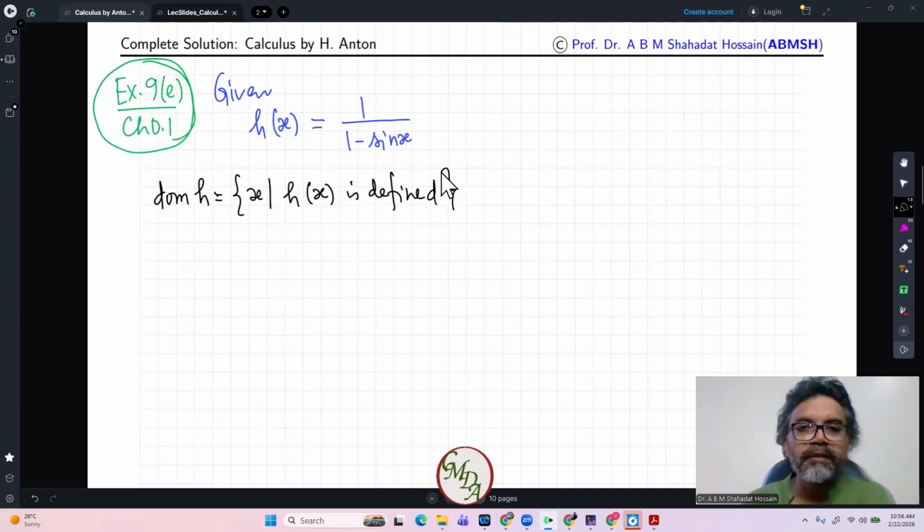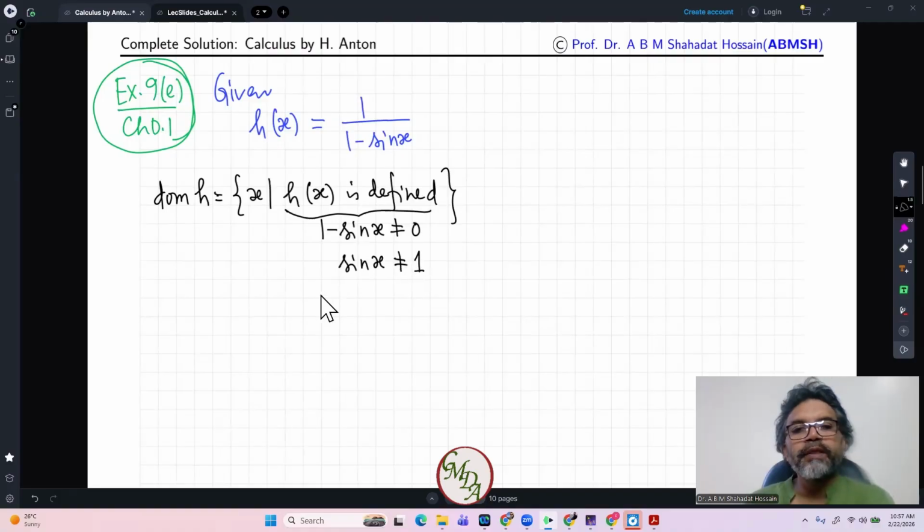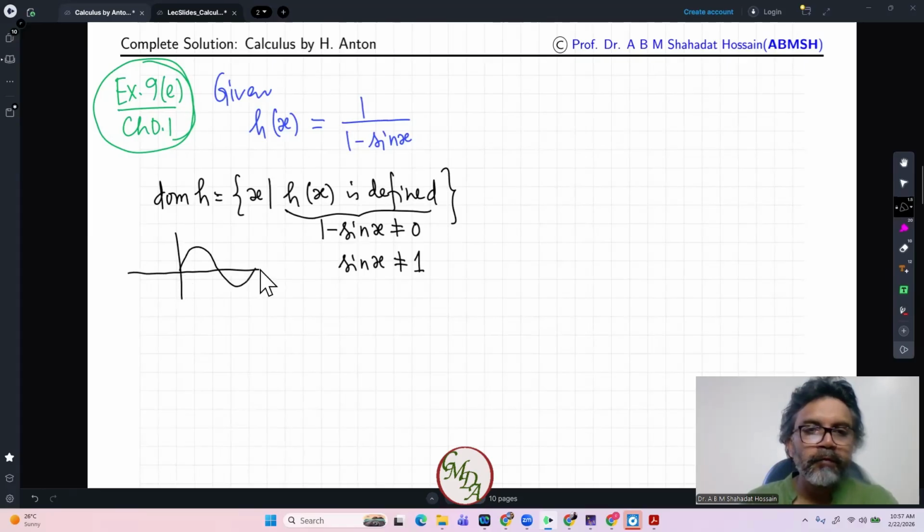And we can see that there is a denominator here. So by the rules, the function will be defined if the denominator is not equal to 0, and therefore we get sine x is not equal to 1. So when the value of sine x is 1, we can see on the sine x graph, this expression, so when it is pi by 2, it is 1.